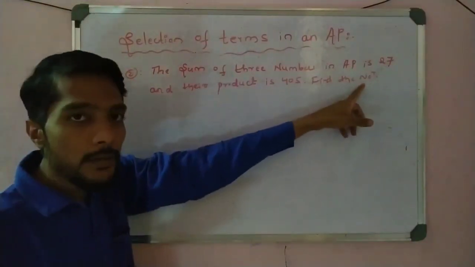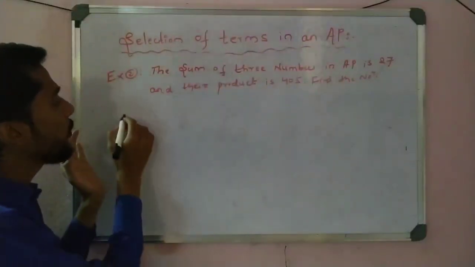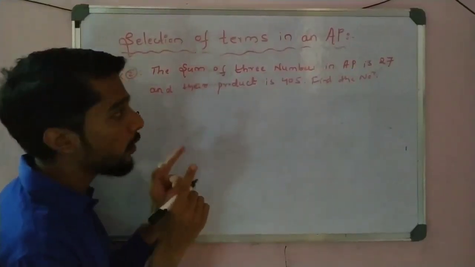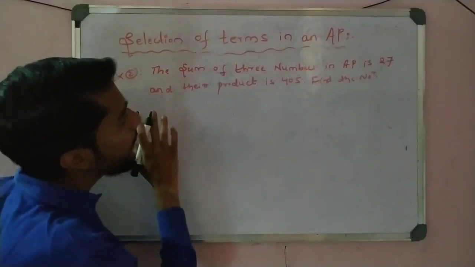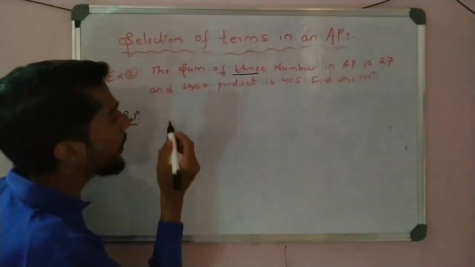You have to find the numbers, which means we have to find the value of a and the value of d, right? So simple one, I think you get the answer. You solve it yourself first, then check the solution. So let us see. First, how many terms are given? 3 terms are given, so I simply write the 3 terms.